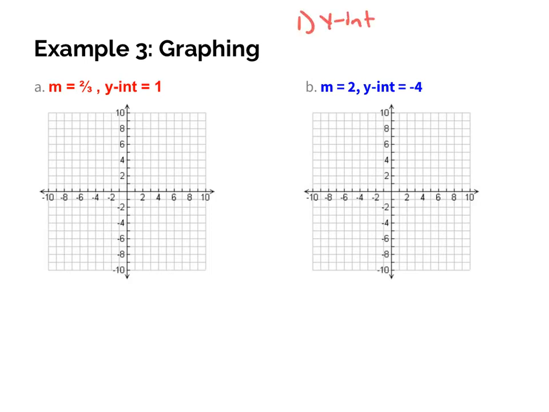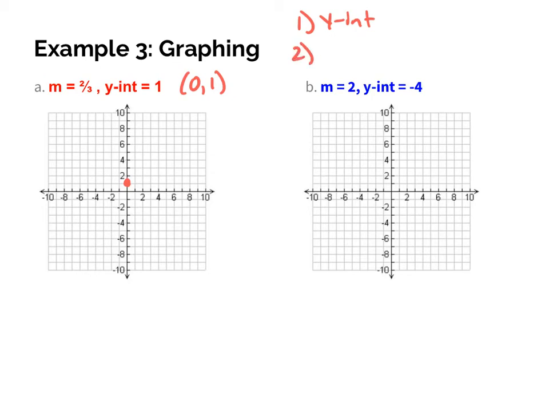So the y-intercept here is 1. Now as a point, remember, that is going to be 0, 1. It's the point where my x value is 0. That would be right here in my graph. So we're going to start there because that's my starting point. It shows where the line is crossing that y-axis.